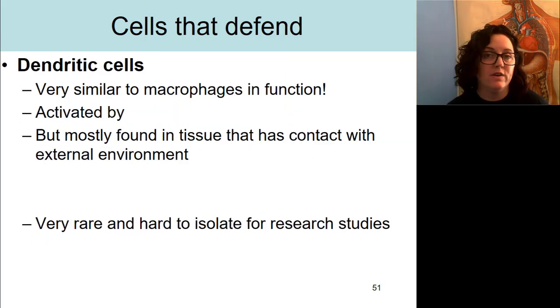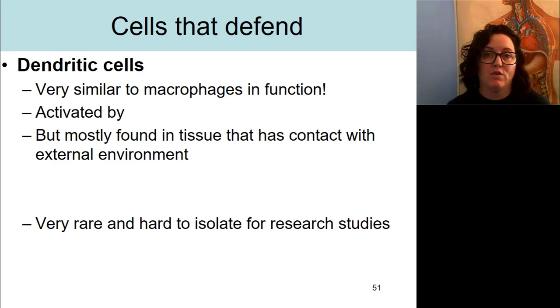Dendritic cells are very similar to macrophages in terms of their function. The difference really is basically location. Macrophages are going to be found in most of our body tissues and also in the bloodstream, whereas dendritic cells are really mostly isolated in our tissues that have some sort of contact with the external environment. So this is going to be places like skin and our mucous membranes.